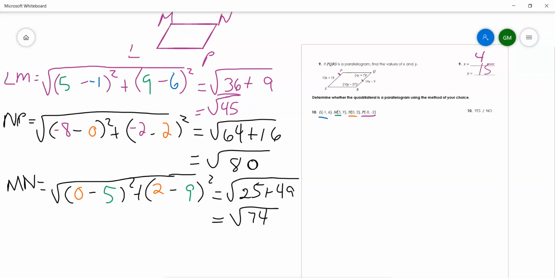Again, remember we're going to leave these as radicals. We can tell that the square root of 45 is not congruent to the square root of 80 and is not congruent to the square root of 74. We do not need to simplify to tell the difference there. All right, last side, LP.